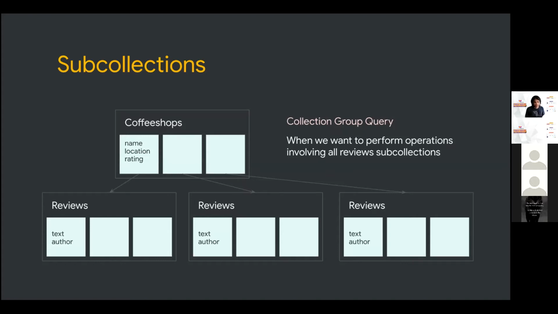So this is how we would structure our reviews information. For this case, we will go with subcollections because in our sample app, we won't really need to query across all reviews. Most of the time we will query all the reviews for a particular coffee shop. So we'll stick with subcollections.